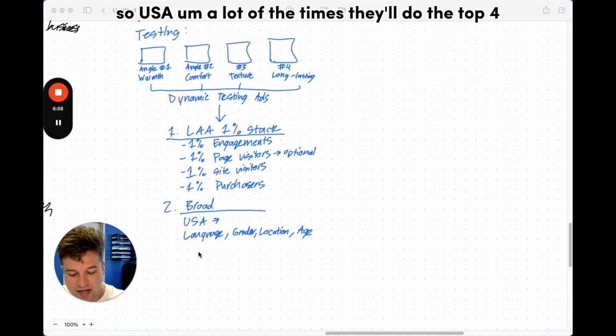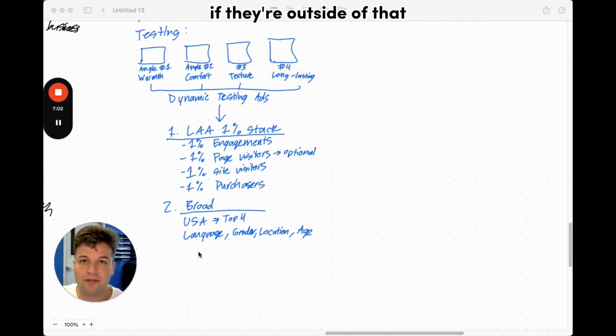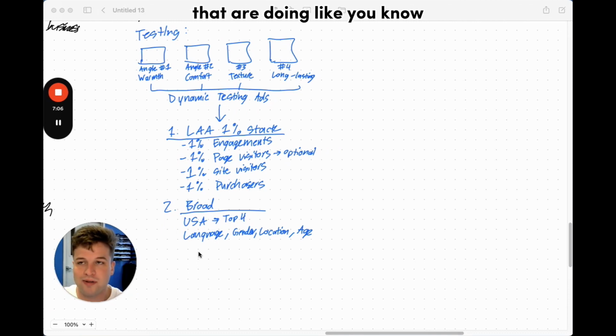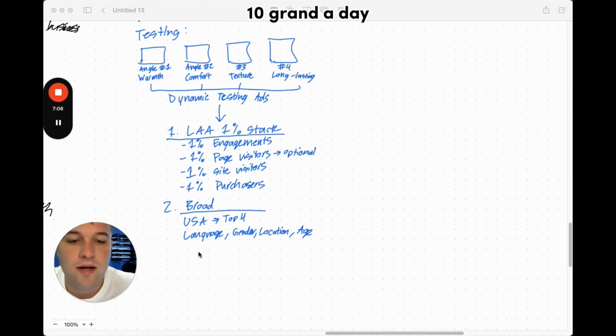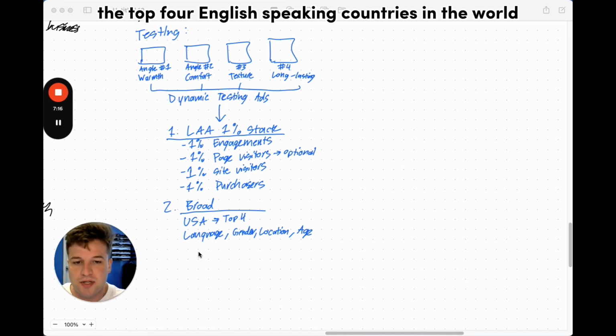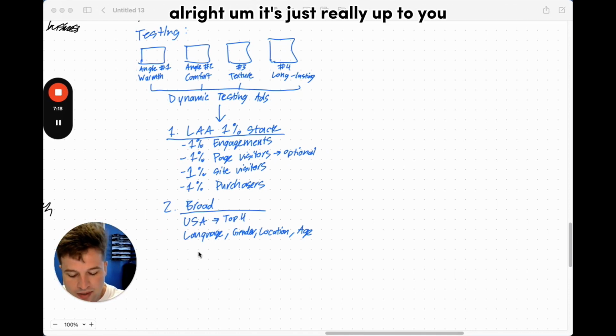So USA, a lot of the times they'll do the top 4. If they're outside of that, people that I've worked with that want the whole world, that are doing like 10 grand a day, they'll do the top 4, which is the United States, United Kingdom, Australia, and Canada. Okay, the top 4 English-speaking countries in the world. All right, it's just really up to you.